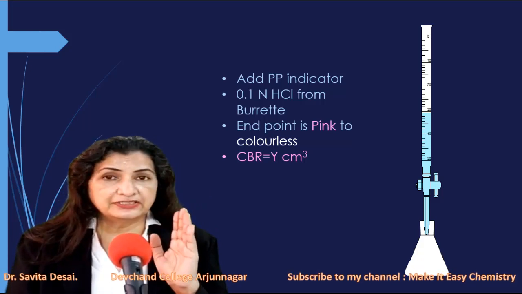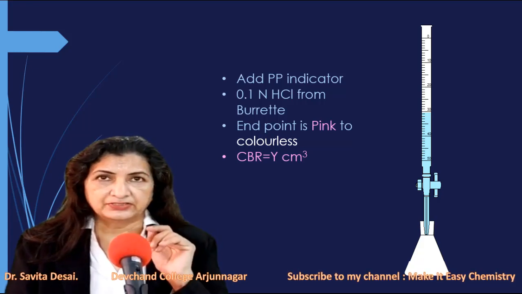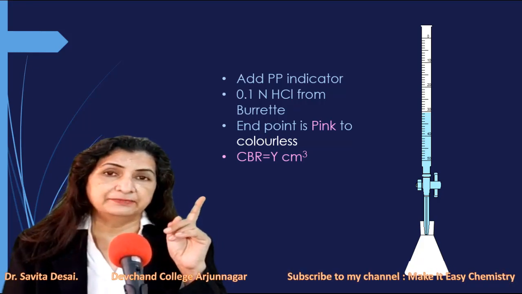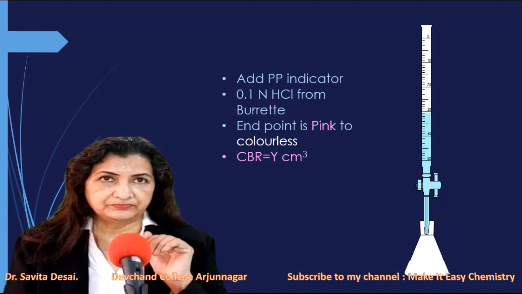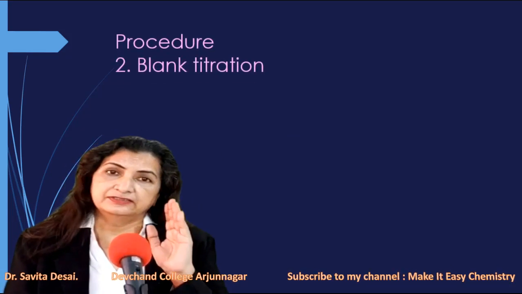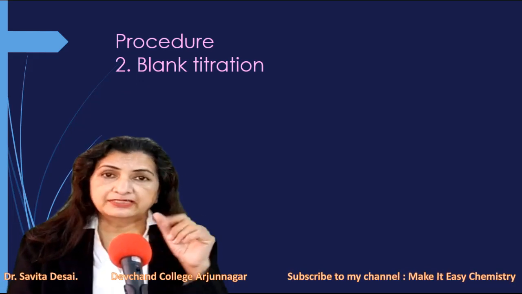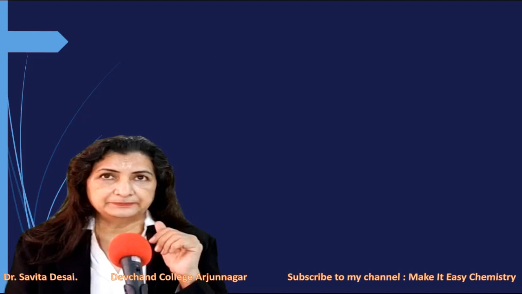A similar titration is repeated to get the constant burette reading. The constant burette reading is named as Y cm cube. This is the titration of saponified oil solution which is diluted to 100 ml, 25 ml of that against 0.1 normal HCl.